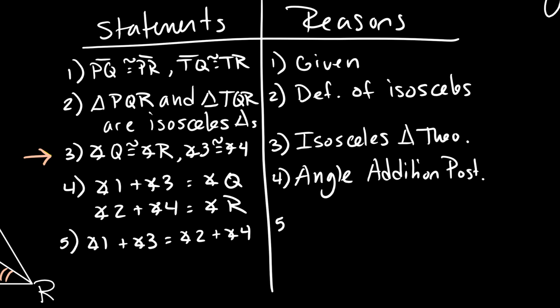Does anyone know the reason why we know that? Q and R are congruent. Right. So what we did was we saw Q and R were the same, and then we saw Q and R were equal to two things, and then we set those two things equal to each other. What property is that?